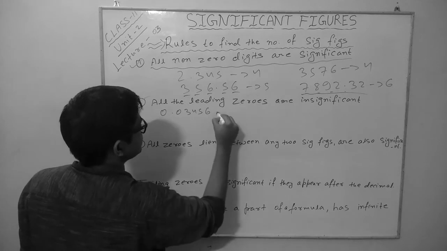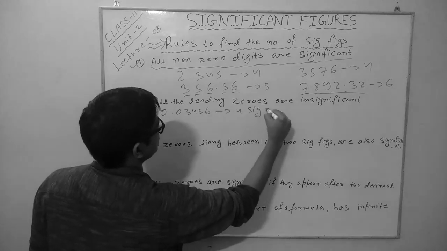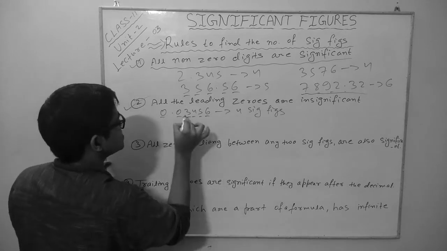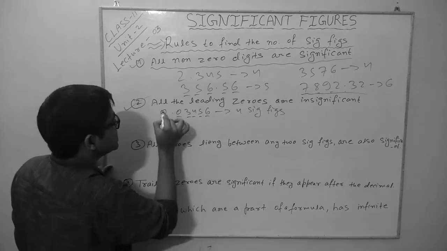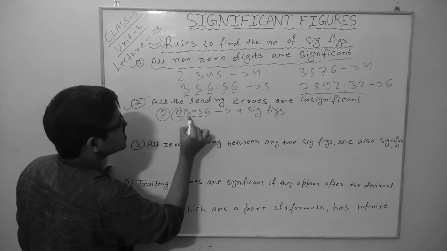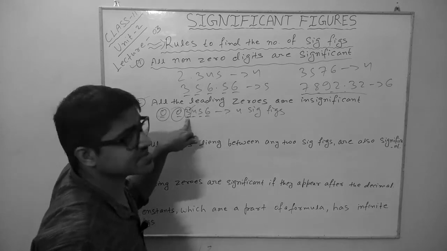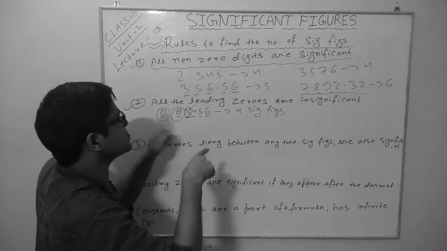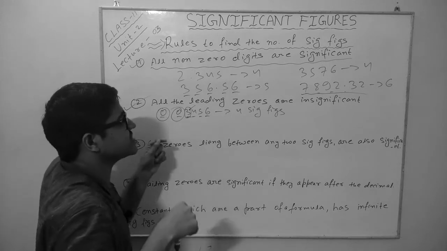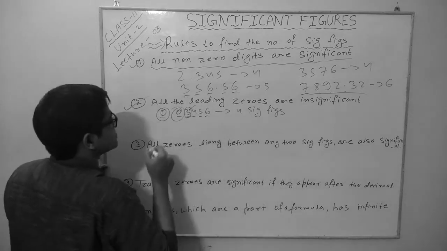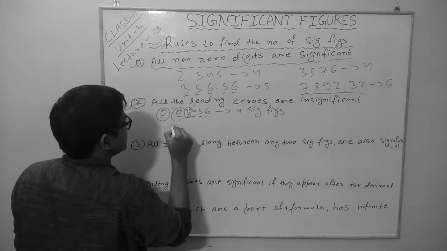0.03456 has 4 sig figs. Why? These two zeros are leading zeros, meaning zeros coming before the first non-zero number. The first non-zero digit here is 3, and these two zeros are coming before it, so they are not significant, or they are insignificant. So there are only 4 significant figures in this number.